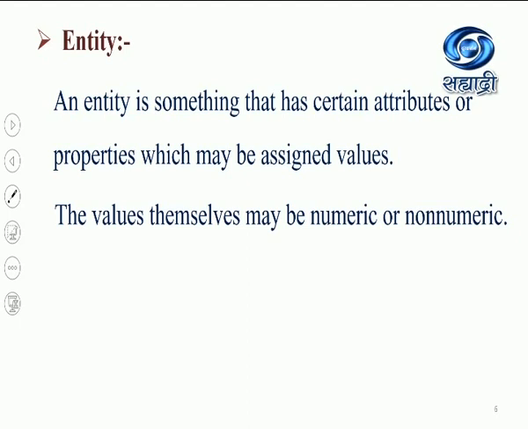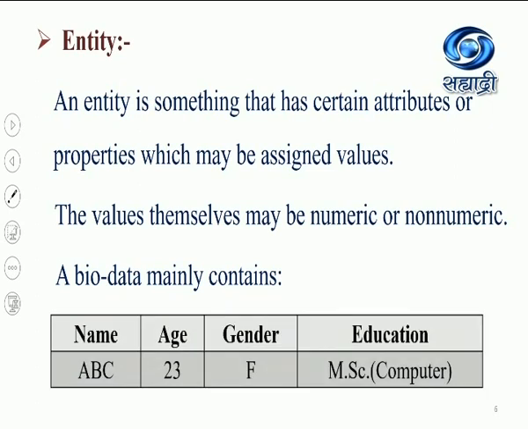To represent that entity, for example, student has roll number, name and address. So name, roll number and address are the attributes of that entity, and they are storing values. These values may be numeric or non-numeric. A biodata mainly contains fields like name, age, gender and education. So these are called the properties of that entity. Then name can store value ABC, age stores value 23, gender stores value F, and education, it is MSc Computer Science. So these are values which are numeric and non-numeric.